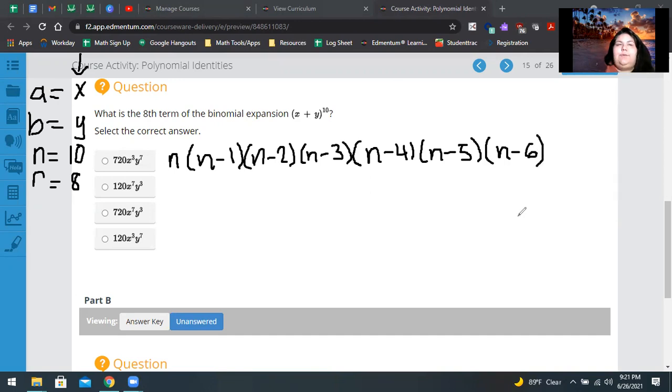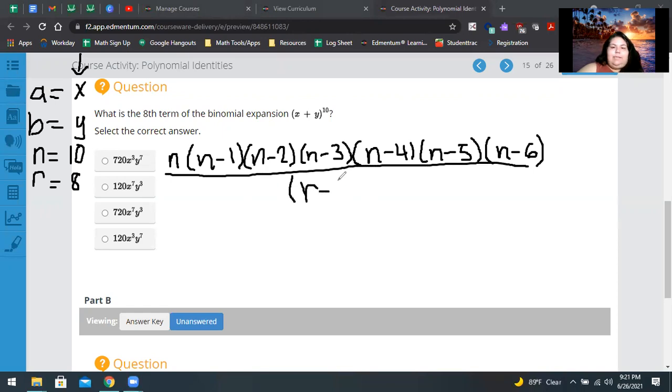So I'm using this information based off of the pattern that I was trying to point out earlier. Because we're looking for the 8th term, we're going to do one less than that, which is 7. So it'd be 1, 2. We're not going to start at 0. 1, 2, 3, 4, 5, 6, 7. Then it's going to be all over the R value minus 1, and that's going to be the factorial of it.